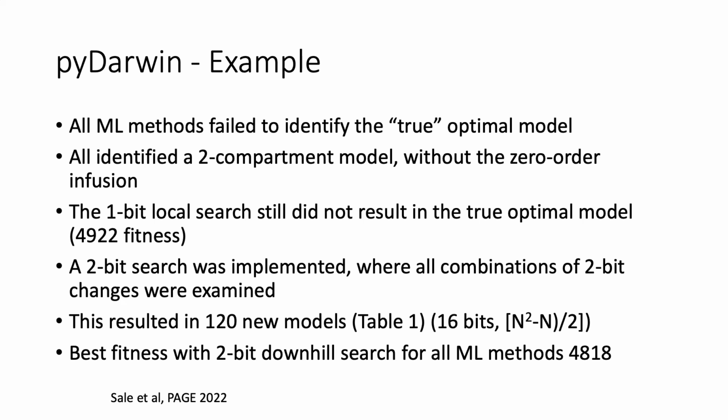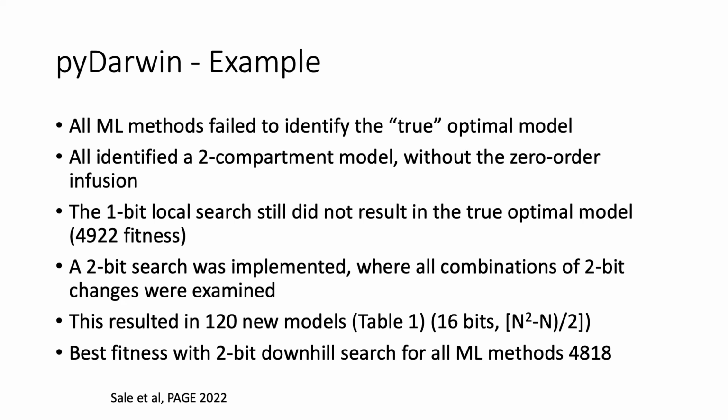The 1-bit local search did not result in a true optimal model. We ended up with a fitness of 4922, which was the best 1-bit swap. A 2-bit search was implemented where all combinations of 2-bit changes were examined. So this was 120 models for 16 bits in this genome. And the best fitness then for all of the machine learning methods was 4818. So it matched the model that we identified with the exhaustive search. And there may be some examples that you come across that might need a 3-bit evaluation or a 4-bit, except that starts to get computationally costly.